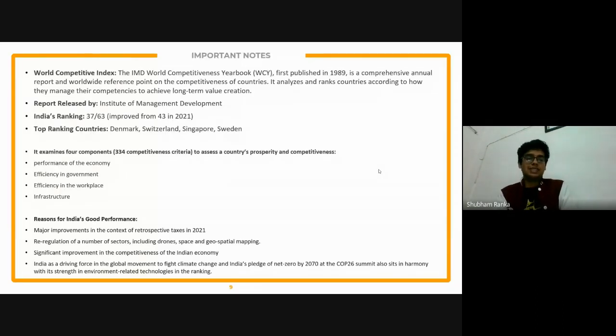Now, talking about the reasons for India's good performance would be A, major improvements were done in the retrospective taxation in 2021. Retrospective taxation is something that I would want each and every one of you to go back and read about. There would be 2-3 major cases that you can also see. The Cairn Oil case, the Vodafone Hutch case, Idea Hutch case.